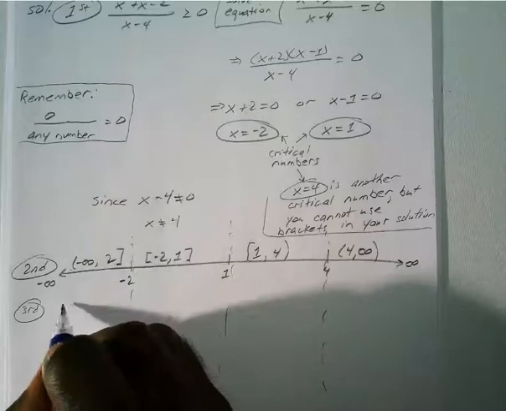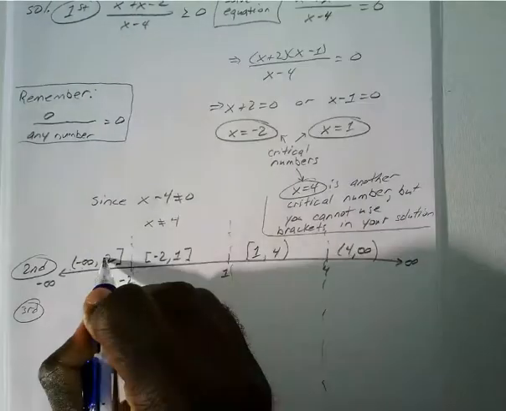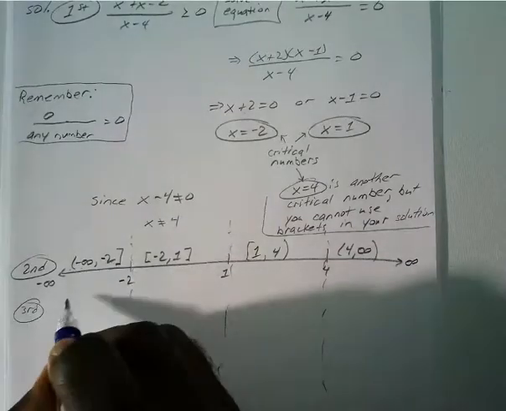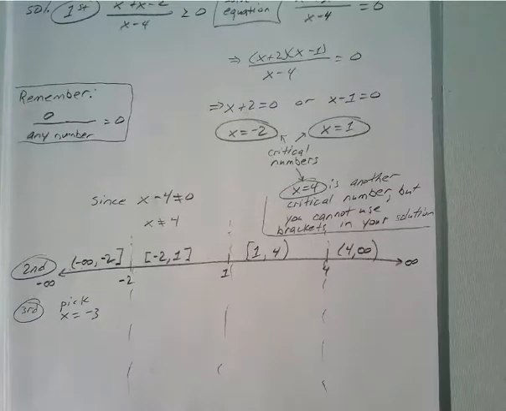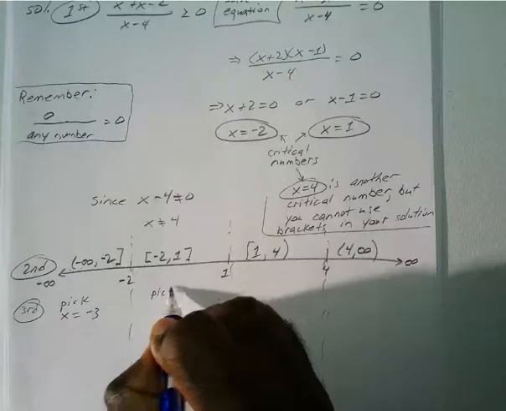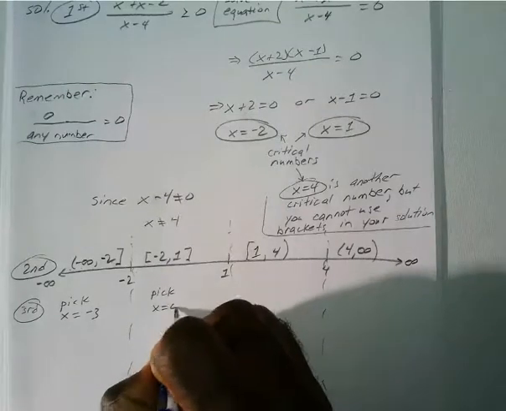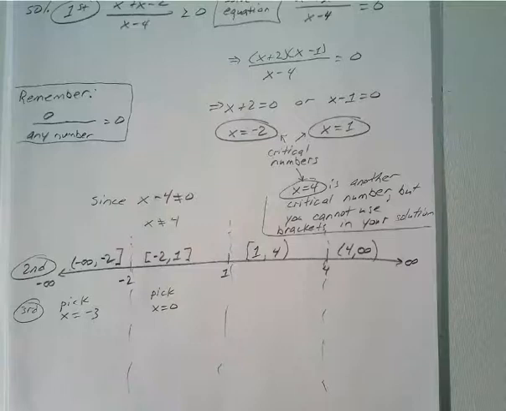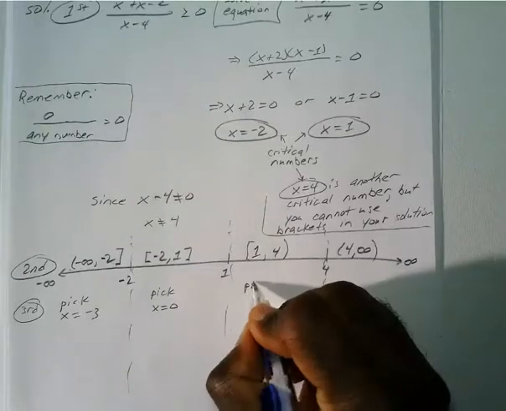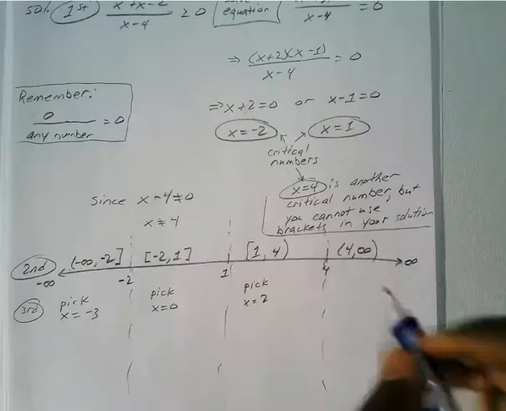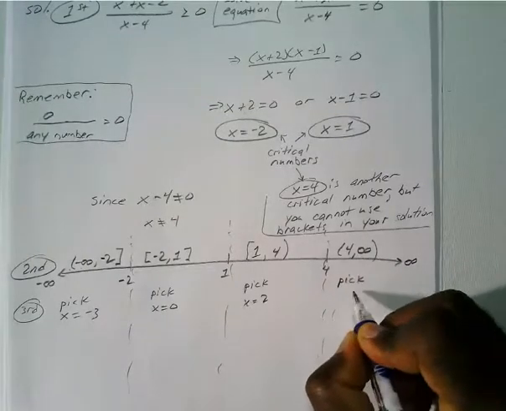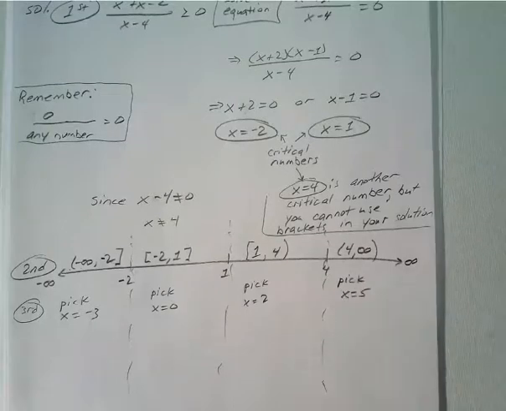So between -infinity and -2, sorry about that, we're going to pick x equals -3. Okay, from -2 to 1, we're going to pick x equals 0. From 1 to 4, we're going to pick x equals 2. And from 4 to infinity, I'm just going to pick x equals 5.